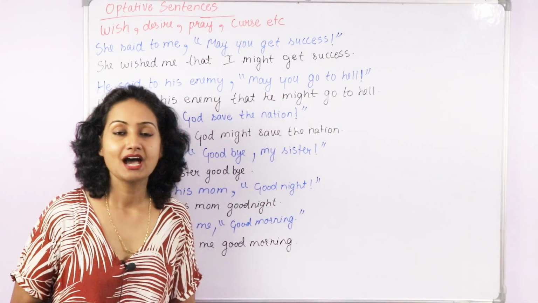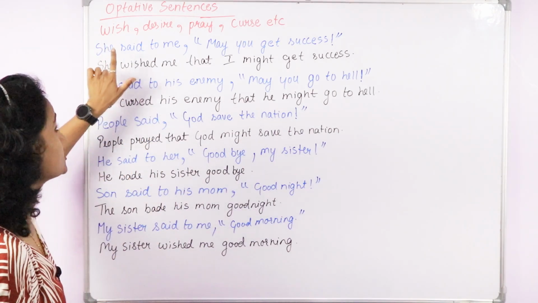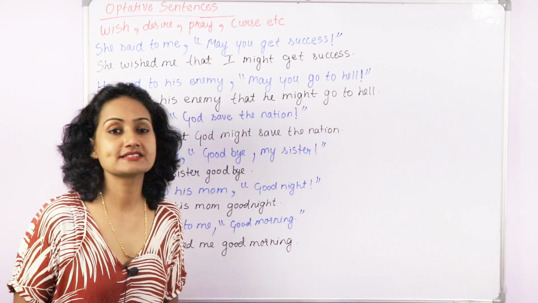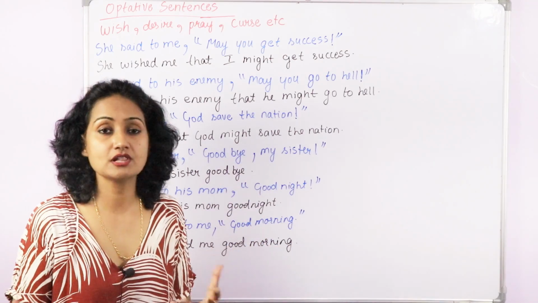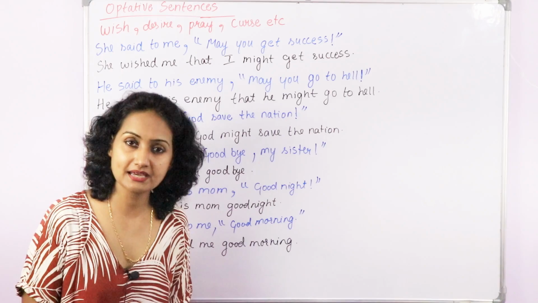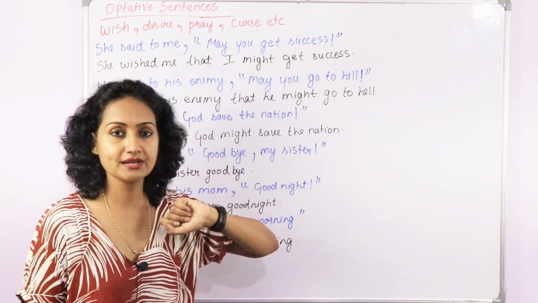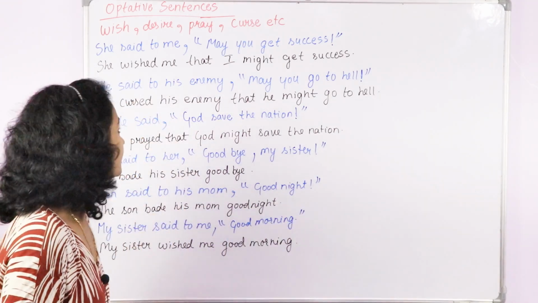Next, let's see how we report optative sentences. These sentences express a wish, desire, prayer, curse, etc. For example, may God bless you. May you get the success. May you have a long and healthy life. So generally, these sentences start with may and they end with an exclamation mark. Okay. Now let's see how we report these kinds of sentences.